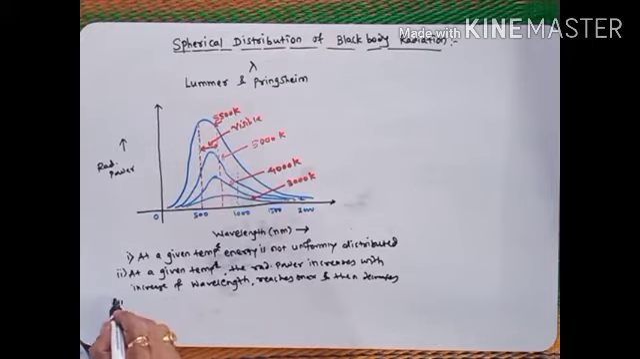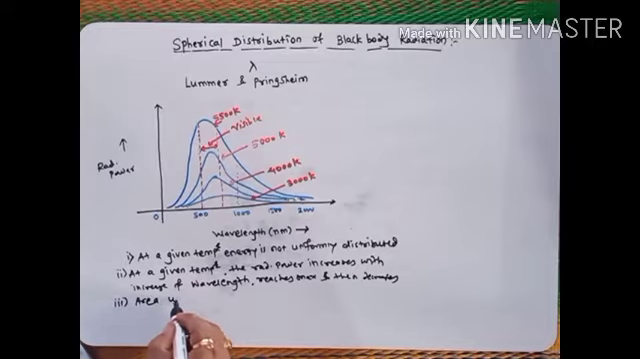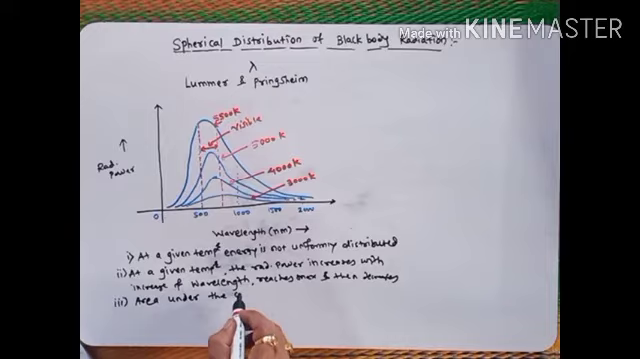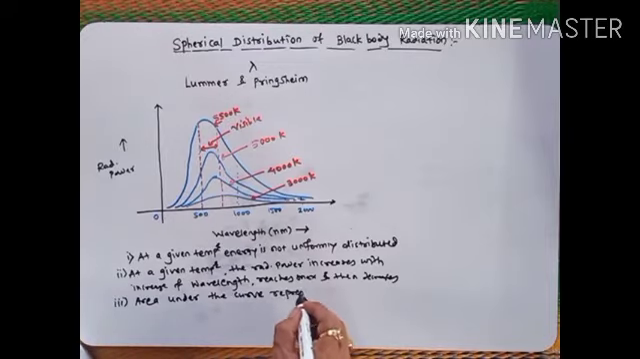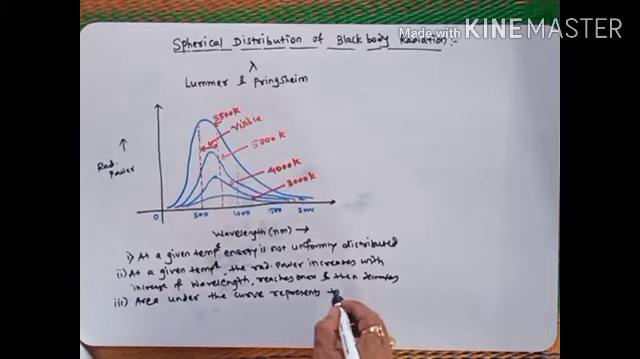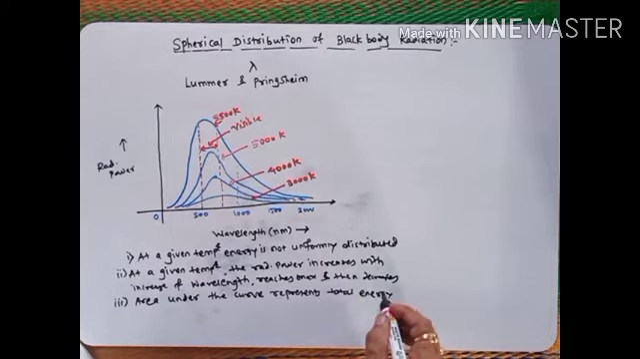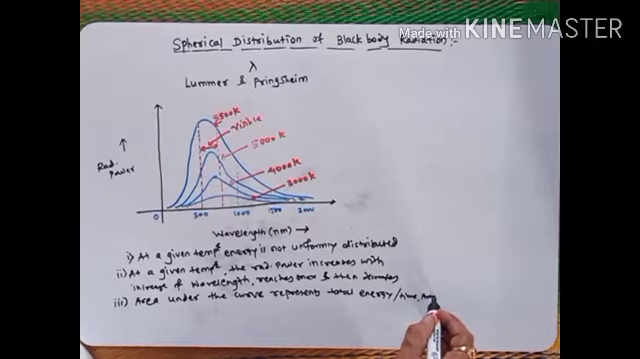Third point, area under the curve. Area under the curve represents the total energy emitted per unit time, per unit area of a black body at the wavelength.